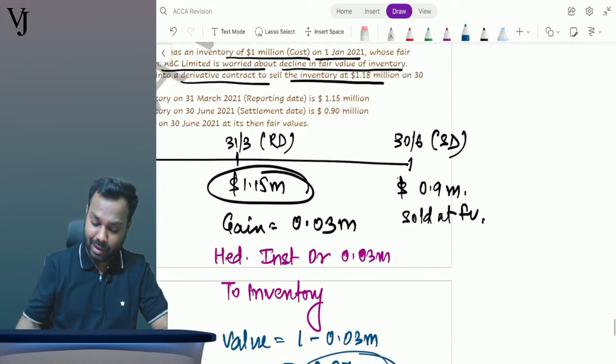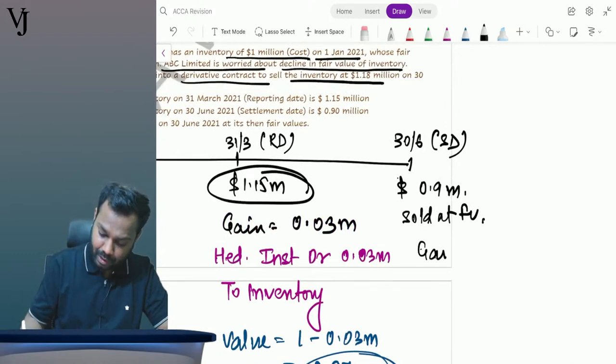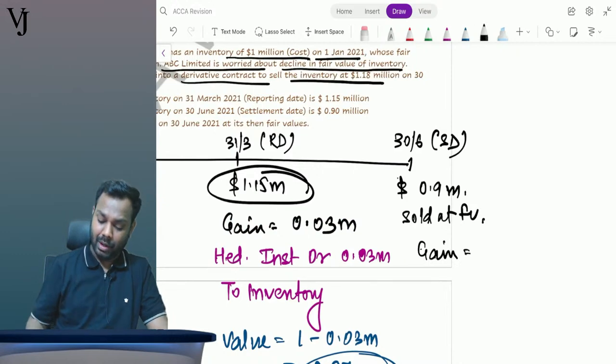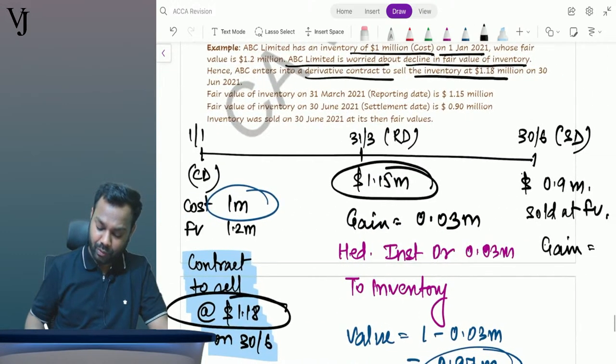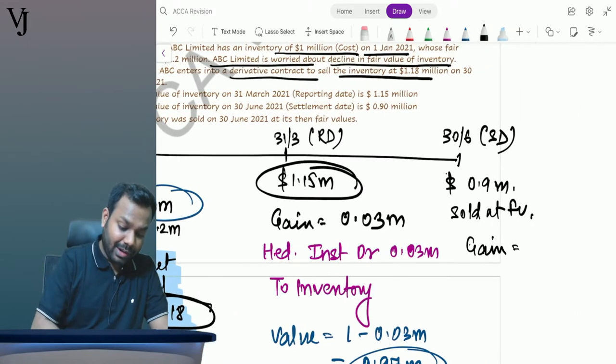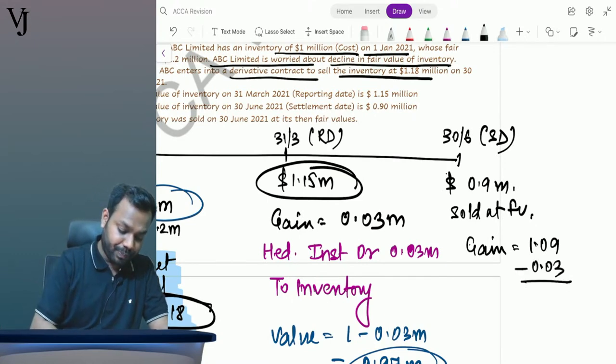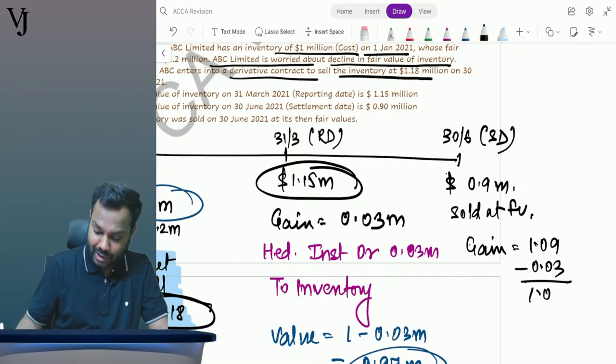Right, now comes the settlement date. Again, tell me, do I have a gain or loss? I have a gain. What is the net gain? I intend to contract to sell at 1.18, but the price reduces to 0.9. So 0.28 is the gain, but I have already recorded a gain of 0.03. So what is the net gain now?